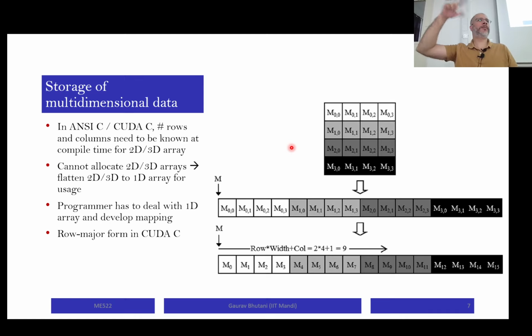Fortran uses a column major format where you store information in terms of columns. C uses row major format where you store information by rows. But again, why should we worry about that?